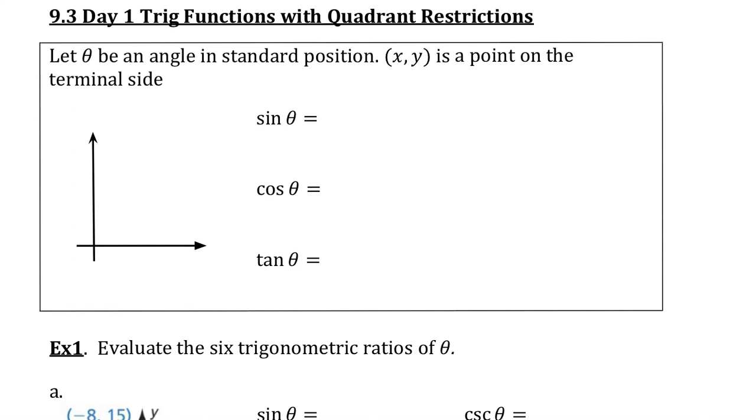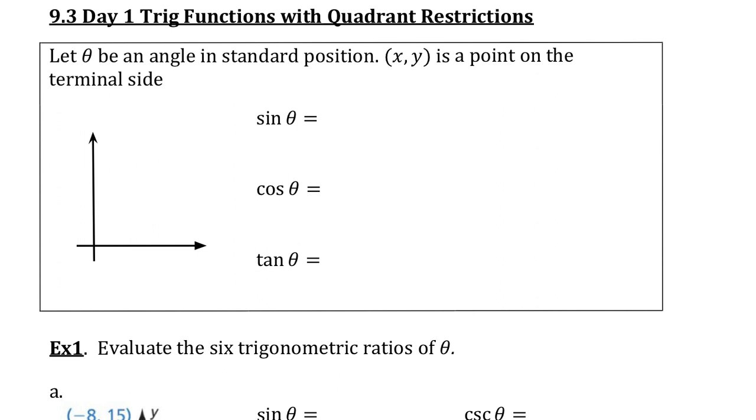Okay, 9.3 day one. We're going to do trig functions with quadrant restrictions. Since we're graphing angles now, they're going to give us ordered pairs for our angles, and we're going to find the sine, cosine, tangent, and other trig functions of them based on that. So I'm going to draw you a picture so you can see why this works.